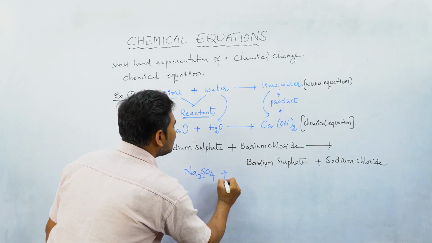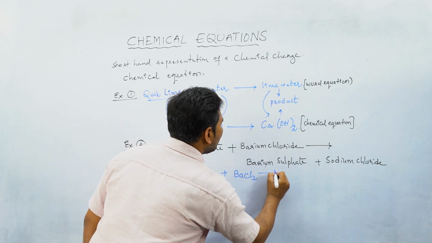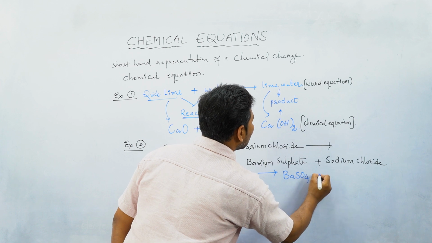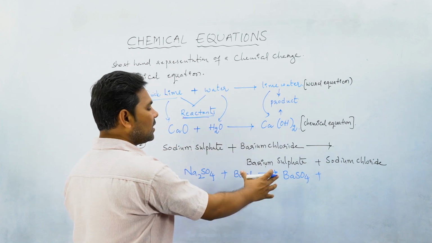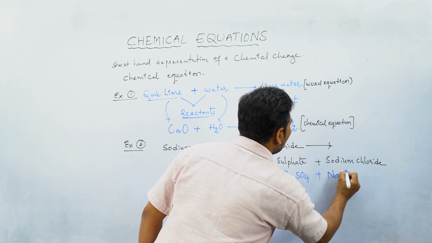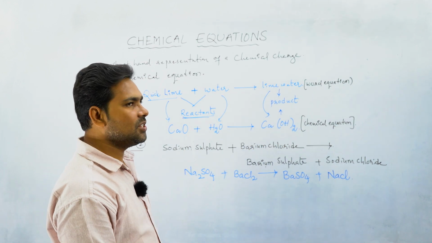Chemical formula of sodium sulfate is Na2SO4. This reacts with barium chloride, BaCl2, gives rise to barium sulfate. Its formula is BaSO4. You learnt in your previous class how to write the chemical formula, right? Sodium chloride is NaCl. This is a chemical equation representing the chemical change.